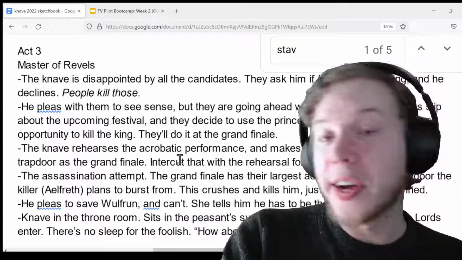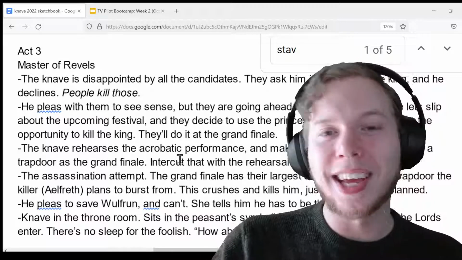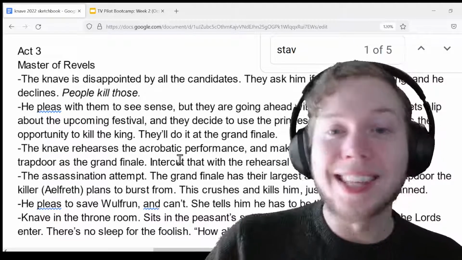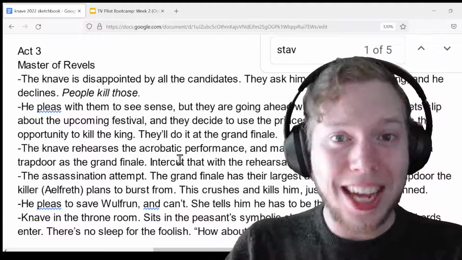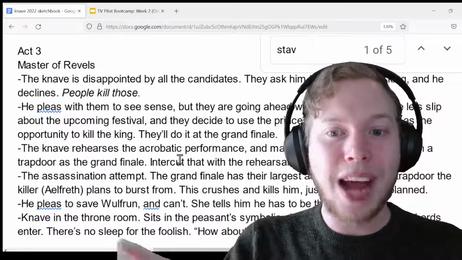Scene 1, the knave is very disappointed by all the candidates. They end up asking him, I don't know, do you want to be king? And he's just like, no, people kill those. So he pleads with them to see sense. He's like, you don't have anyone that's eligible to actually take over. This is really complicated to run a kingdom. It's not as easy as just overthrow the king, then you're in charge, and it's all downhill from there.